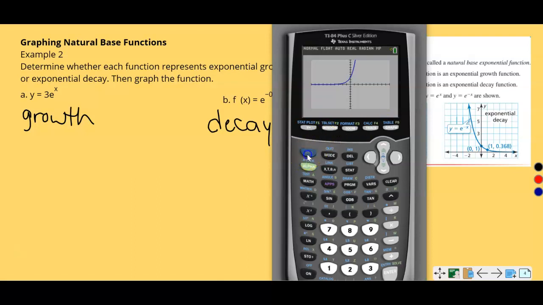And again, if you wanted to see the table of values to sketch a graph on your own, just do second table, and you could go through and find some points to sketch that graph.